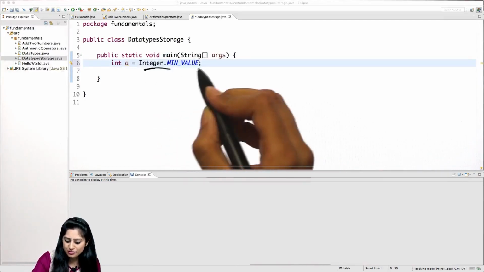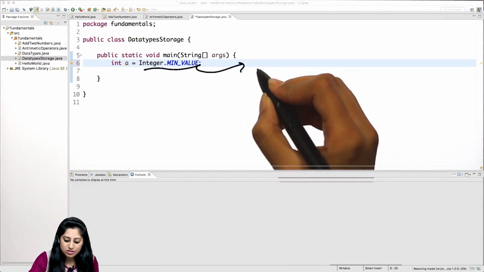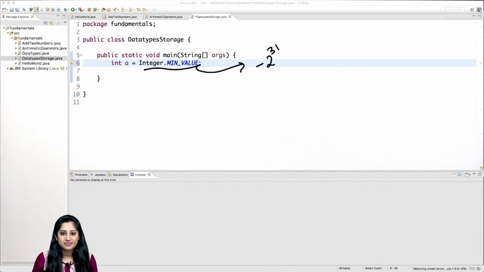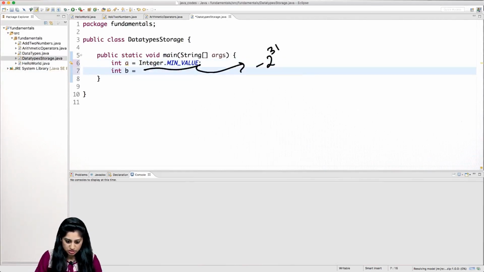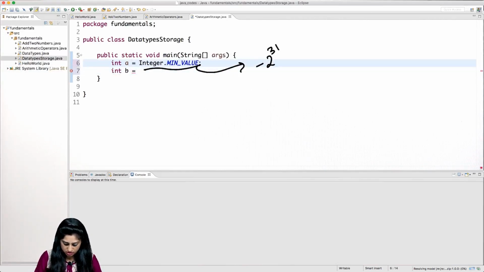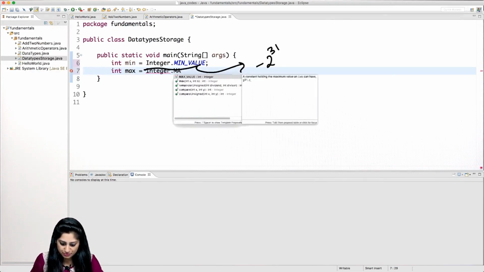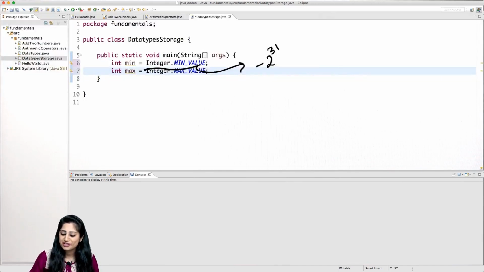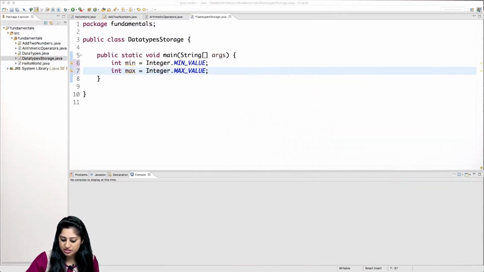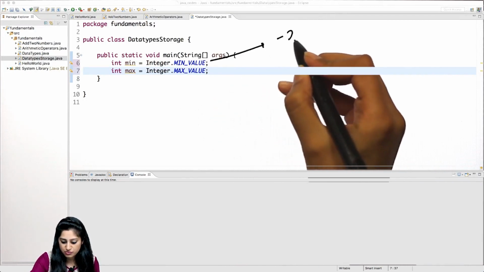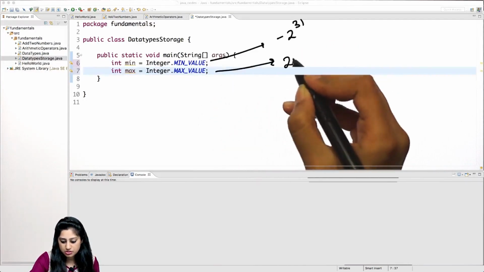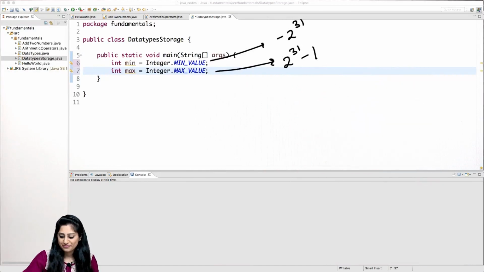And what is that value? We did discuss it and I really hope you remember. That is minus 2 to the power of 31. In case you want the largest possible value that an integer can store, this is the min and this is the upper limit, max. Then the largest possible value an integer can store is Integer.MAX_VALUE. And what was that value? The smallest is minus 2 to the power 31 and the largest is 2 to the power of 31 minus 1, right?